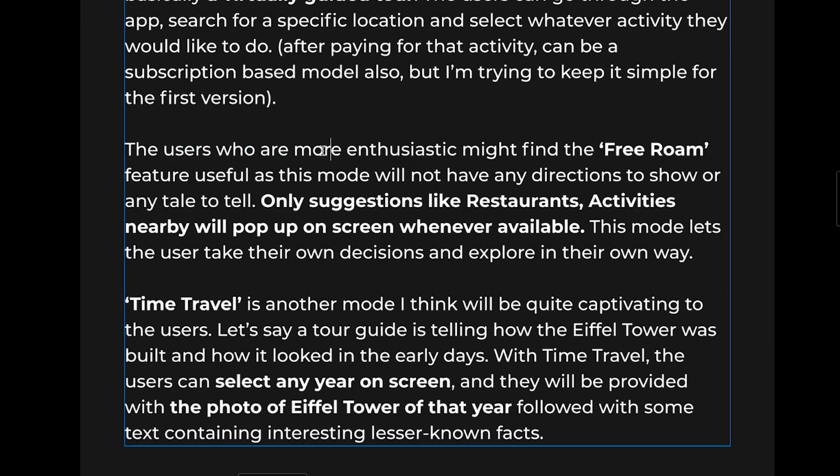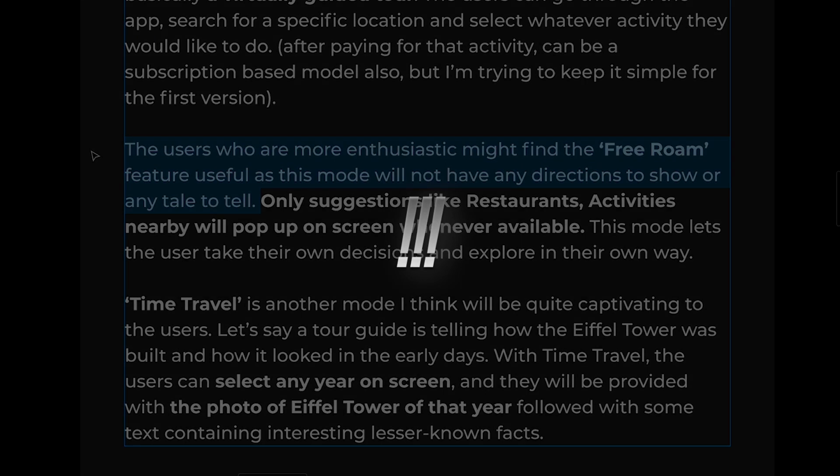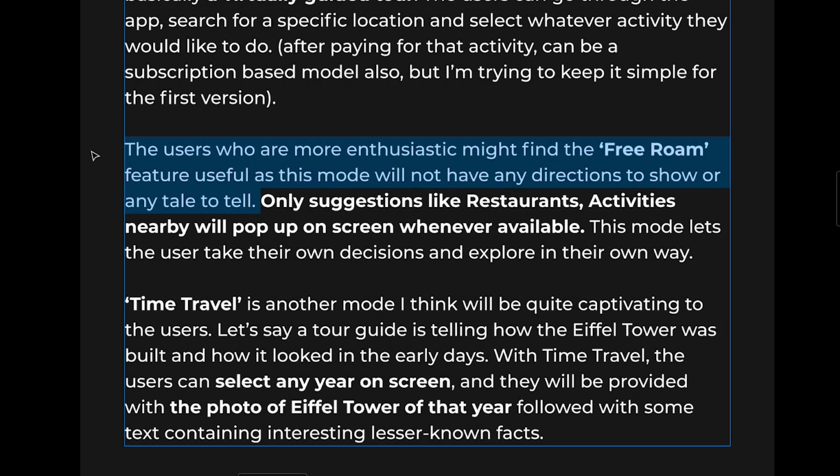So anyway, the users who are more enthusiastic might find the free roam feature, all right? And I don't know what this free roam feature is, okay? As this will not have any directions or show any tale to tell. Now, isn't this like Google Maps, right? I don't know how this is different from Google Maps. Only suggestions like restaurant activities nearby will pop up on the screen, and this mode lets the user take their own decisions and explore their own way. Now, this is exactly like Google Maps according to me, right?